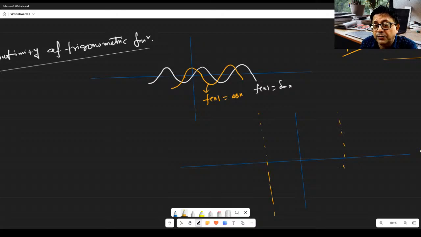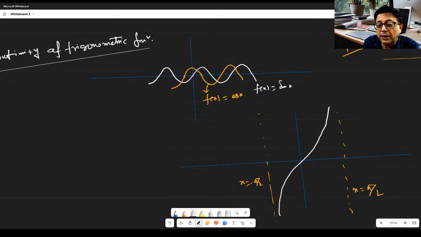This point is x equal to pi by 2, this line, and this is x equal to minus pi by 2. The graph of the function you cannot take beyond it, okay? It is passing through origin, and this is y equal to tan x. You can draw in next part, but it is discontinuous at x equal to pi by 2. We cannot draw a graph at x equal to pi by 2.